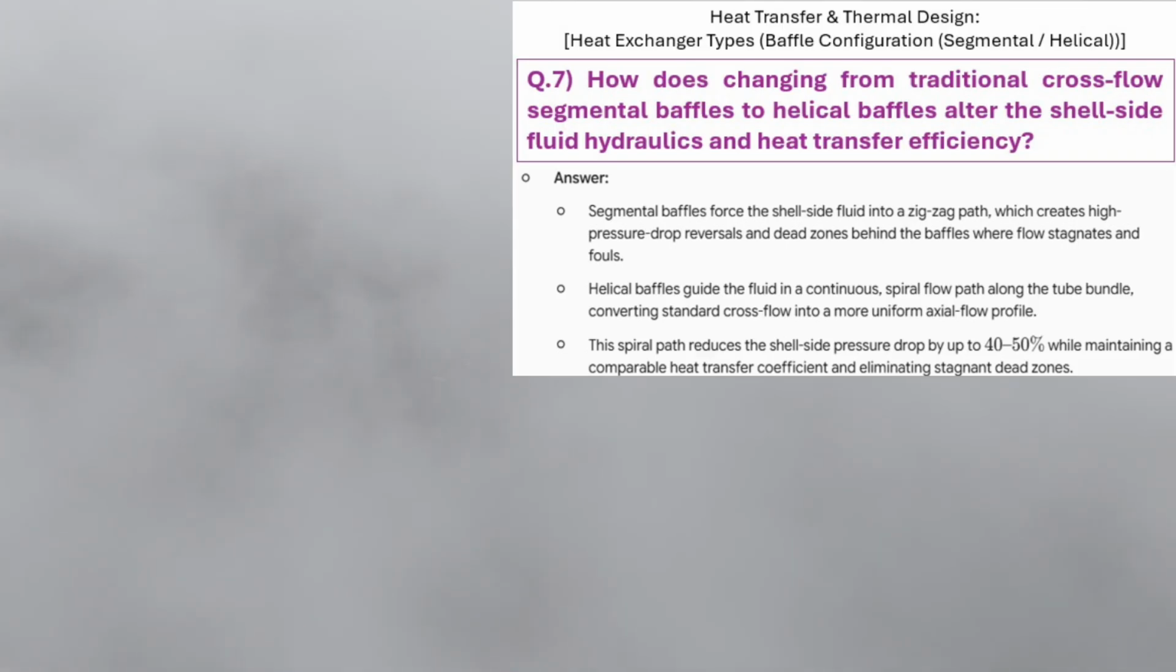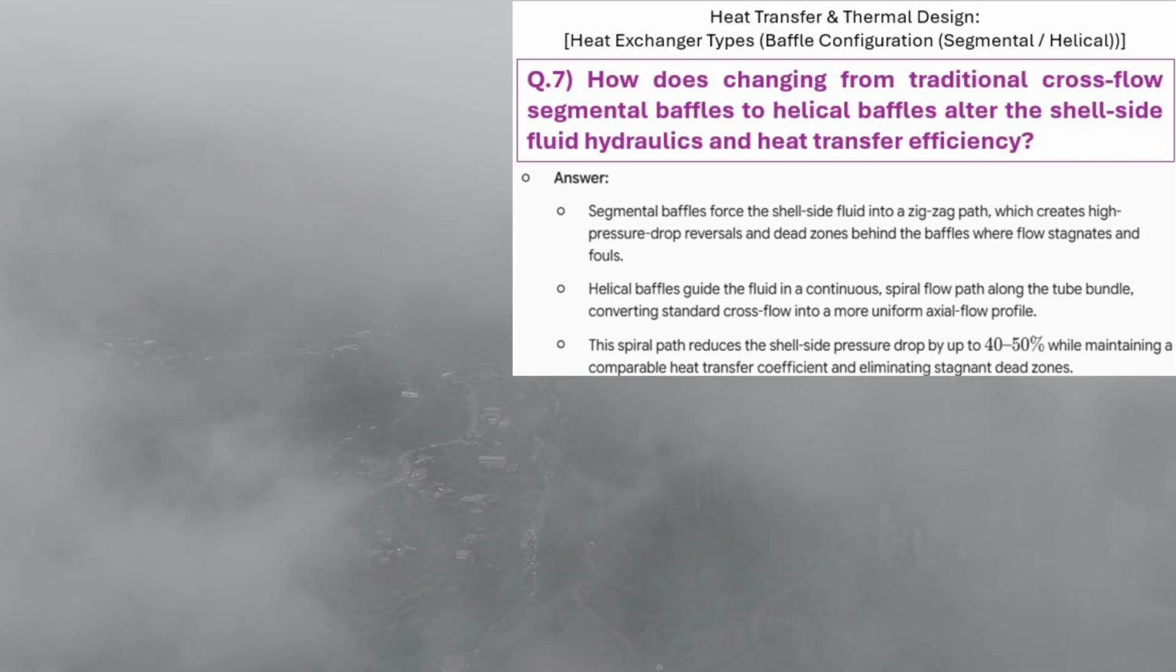Helical baffles guide the fluid in a continuous, smooth, spiral flow path along the longitudinal axis of the bundle. It mathematically converts standard turbulent crossflow into a uniform rotational axial flow profile. What is the specific operational advantage of that axial profile, and what CapEx trap do procurement engineers fall into? The sweeping spiral path eliminates the kinetic energy loss of the turns, which physically reduces the shell side pressure drop by a massive 40 to 50%. While maintaining the overall heat transfer coefficient. Right, because you eliminate the dead zones.